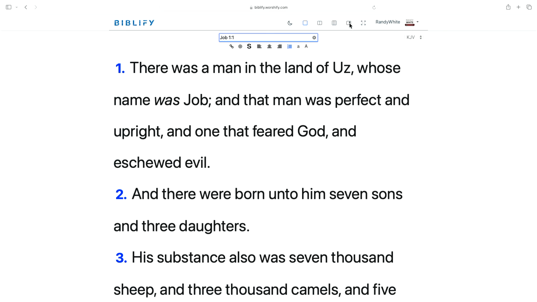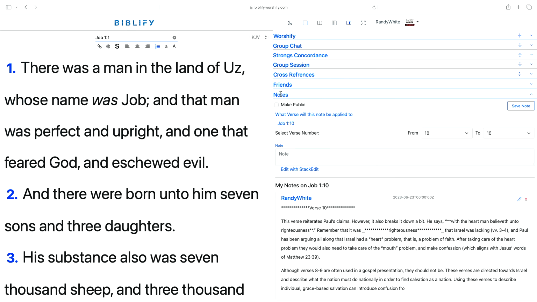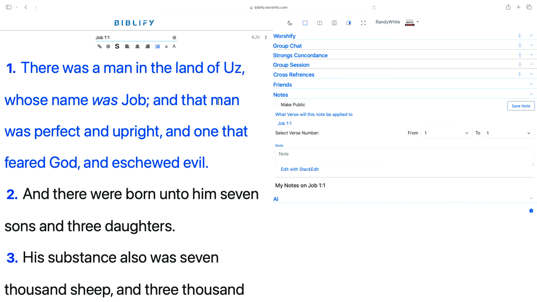If you open the side panel right here, it's this little button, the sidebar right there, and you open notes, if you are logged in. If not, you can make one account, one time, make it in there, and then click on the verse. Make sure, open notes, make sure right down here it says my notes on Job 1:1. You want that verse to match up. Then if you put in your note, I'm just going to say my note, and you save that note. Okay, there's the note, Randy White, my note, and now, looky there, there is a line.